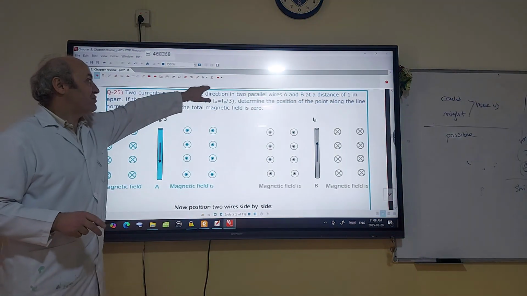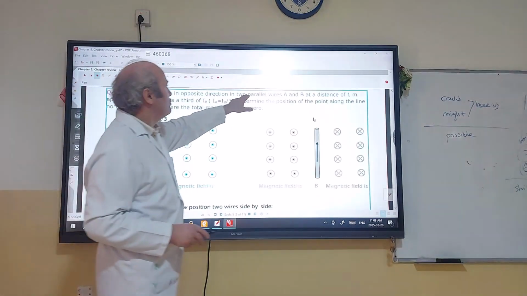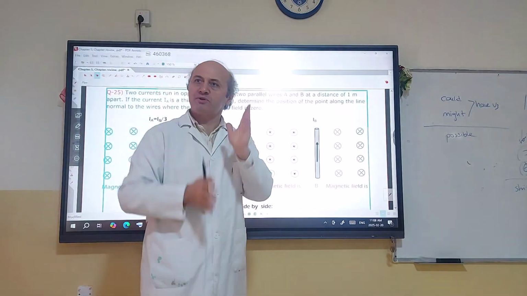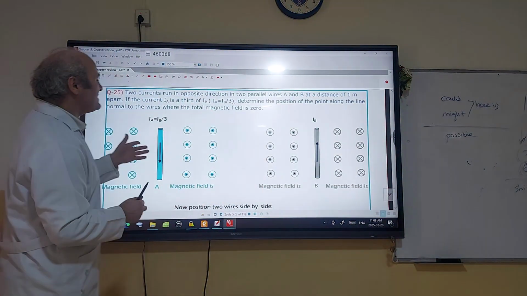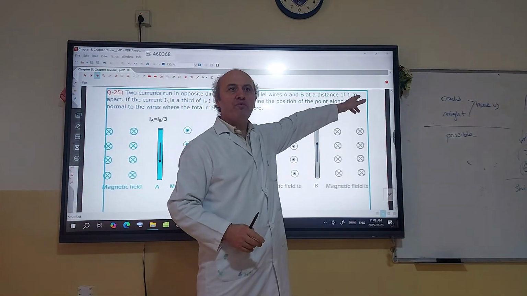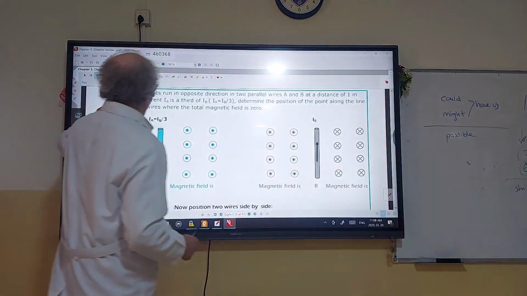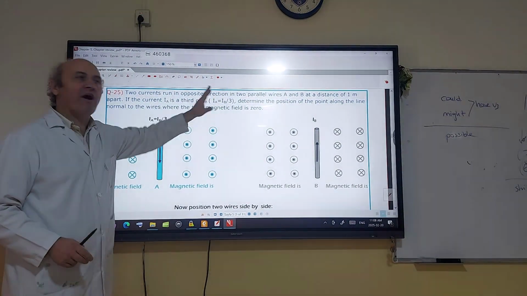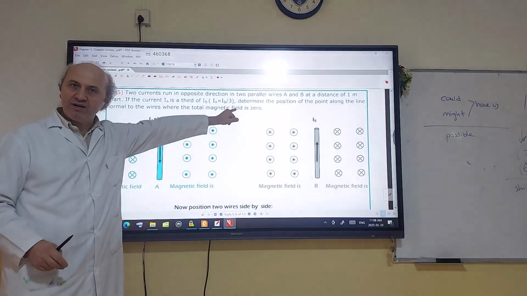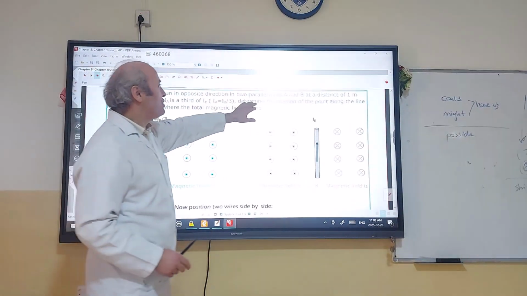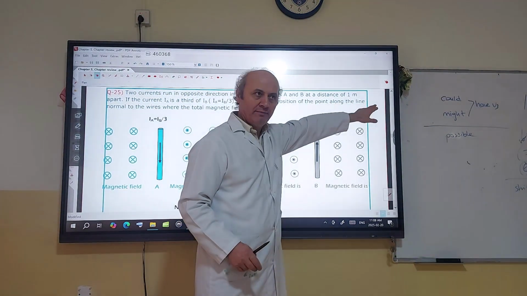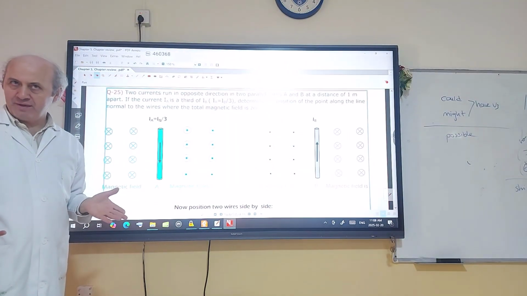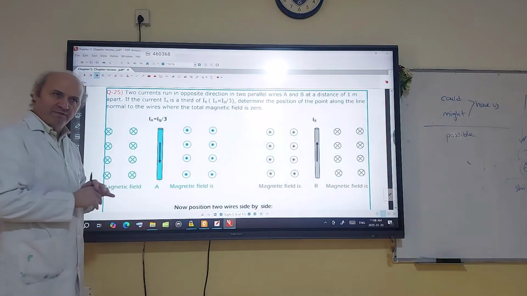Two currents run in opposite directions in two parallel wires, A and B. There are two wires, and in these two wires there are two opposite currents. These wires A and B are separated by a distance of 1 meter. If the current IA is a third of IB, that is IA equals IB over 3, this is given in the question. Determine the position of the point along the line normal to the wires where the total magnetic field is 0.